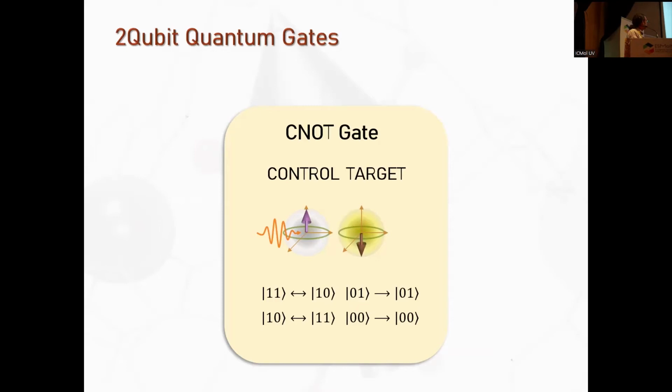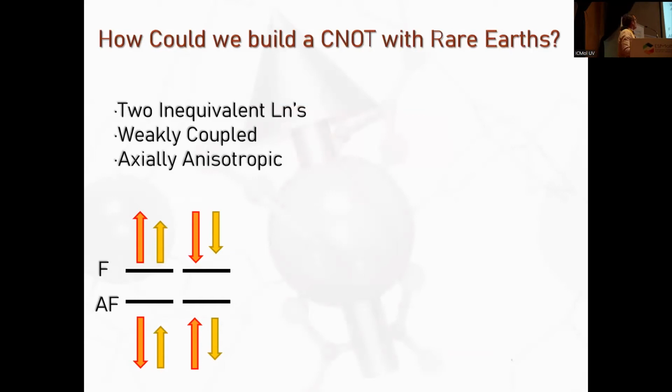And so our question is, can we prepare a CNOT quantum gate in the laboratory? So basically, how would we do this? What do we need? We need a molecule that has two lanthanides that are different, control and target. They must be interacting, for example, through a weak magnetic interaction, so that the target knows where the control is.